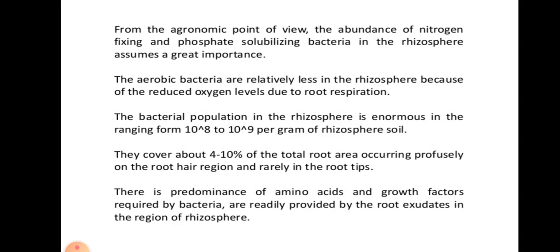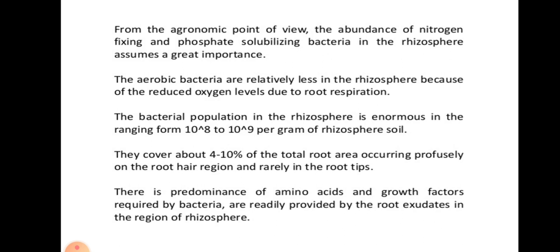From the agronomic point of view, the abundance of nitrogen fixing and phosphate solubilizing bacteria in the rhizosphere assumes great importance. The aerobic bacteria are relatively less in the rhizosphere because of the reduced oxygen levels due to root respiration. The bacterial population in the rhizosphere is enormous, in the range from 10 to the power of 8 to 10 to the power of 9 per gram of rhizosphere soil.